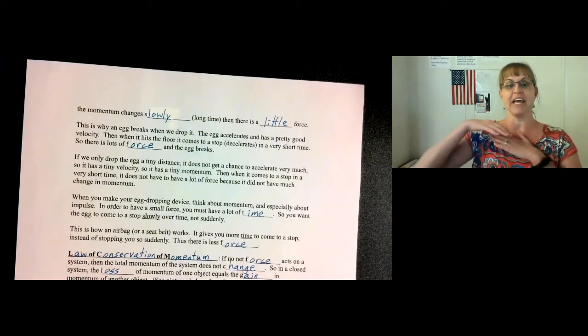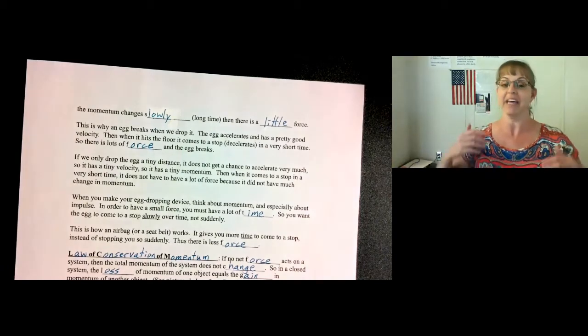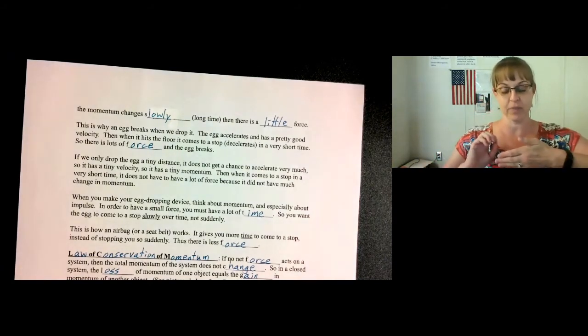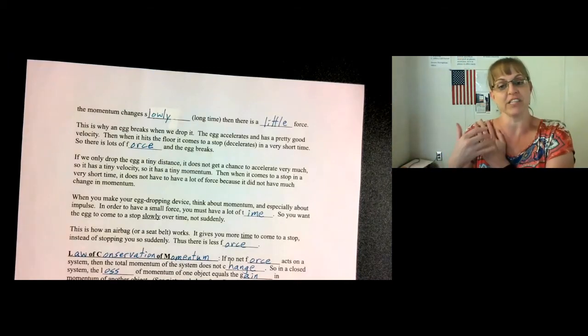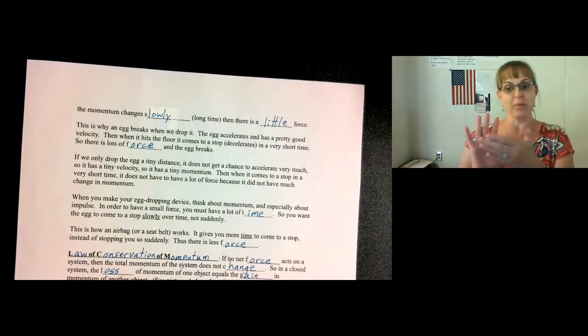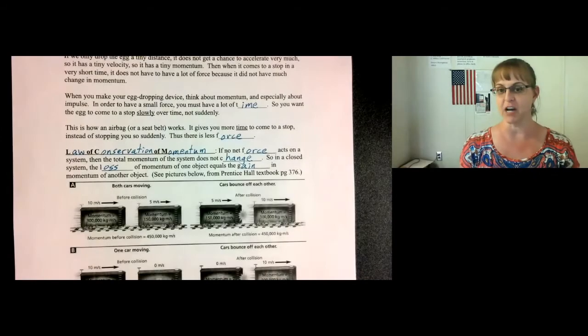The seat belt extends the time over which you come to a stop. Instead of hurling forward and coming to a stop against the steering wheel or the windshield, instead the seat belt catches you and slows you down over time. The same with an airbag. The airbag compresses more than the steering wheel does and extends the time of impact to decrease the force on you.